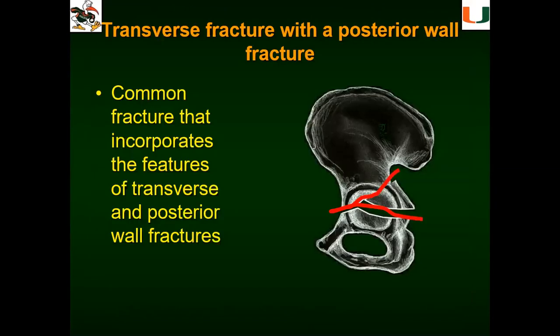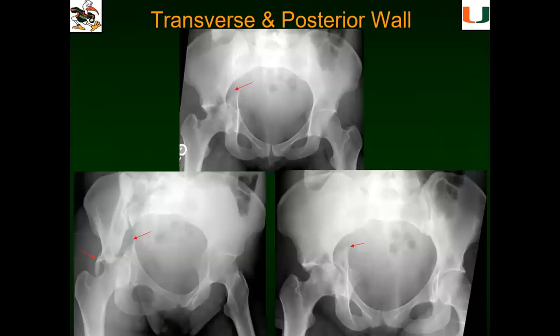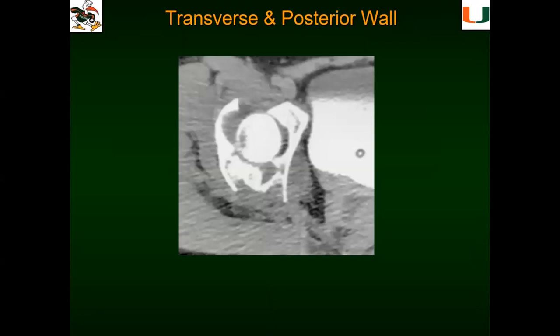Posterior transverse fractures with posterior wall fractures, they're relatively common. It incorporates features of both the transverse and posterior wall fractures. So here it is. When you see comminution extending into that posterior wall region, then it is a transverse posterior wall fracture. And again, you have disruption of the ilioischial and iliopectineal lines, but you have sparing of the iliac wing and of the obturator ring. So here it is. And again, the dominant fracture lines will be vertical.